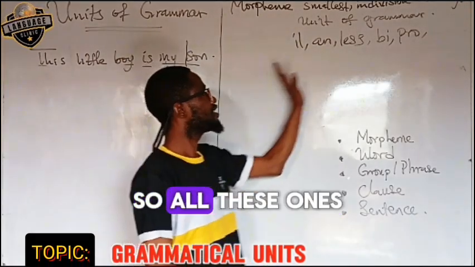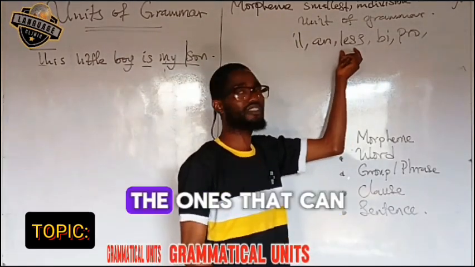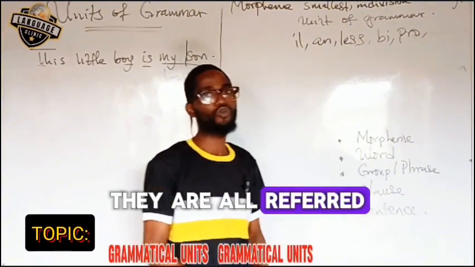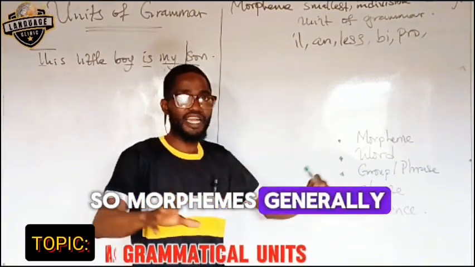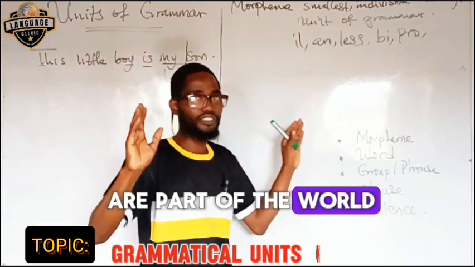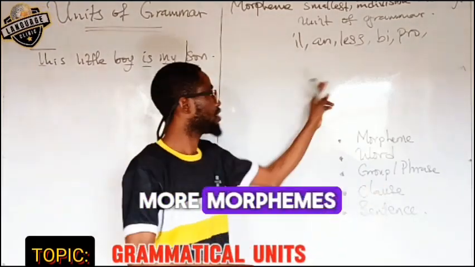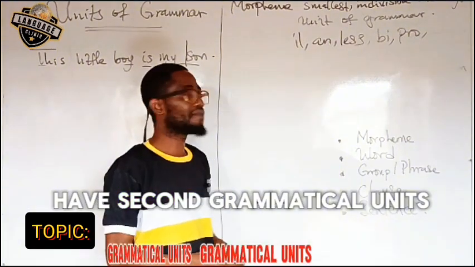So all these ones, you'll find out that we have the ones that can stand on their own and the ones that cannot stand on their own. They are all referred to as morphemes. So morphemes generally are part of a word. When we have a combination of one or more morphemes, we are going to have the second grammatical unit.